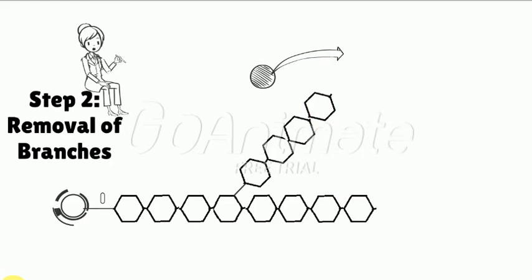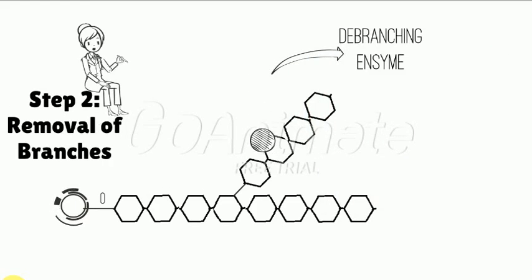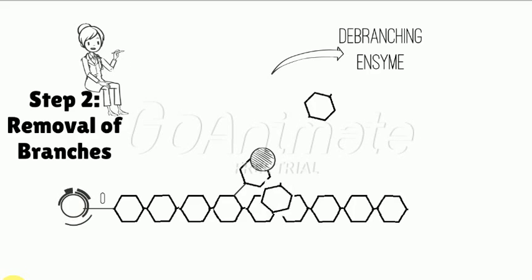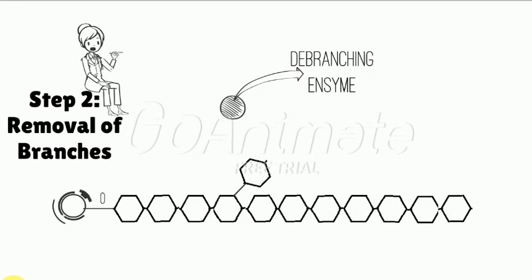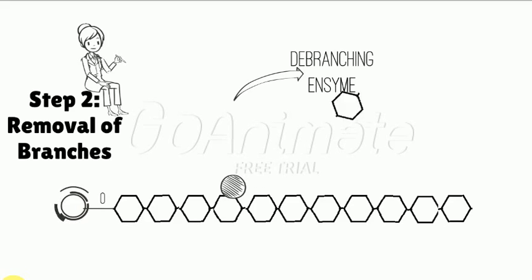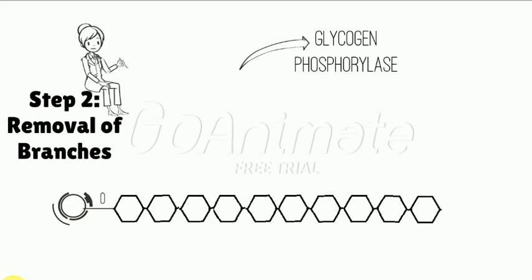Step 2. Removal of branches. The branches are removed by the debranching enzyme. First, it removes the outer 3 of the 4 glucosyl residues attached at a branch. Next, it transfers them to the non-reducing end of another chain, increasing its length. The remaining glucose residue attached at an alpha-1,6 linkage is then removed by the debranching enzyme, releasing it as free glucose. This glucosyl chain is now available again for degradation via the enzyme glycogen phosphorylase.